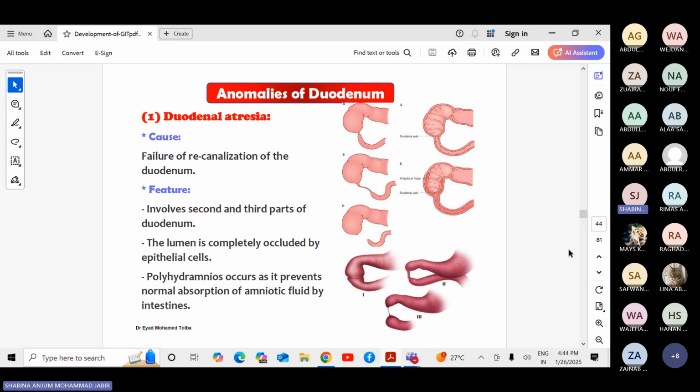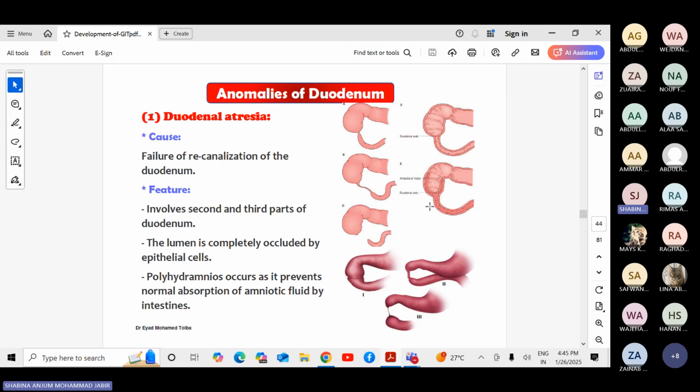So the same thing in the duodenum that can happen is atresia due to failure of recanalization. Okay, it involves the second and third part, in which you can see different stages. Okay, so you can see the lumen is completely occluded by the epithelium cells. Okay, and here there will be polyhydramnios, because the fetus cannot do the normal absorption of the amniotic fluid.